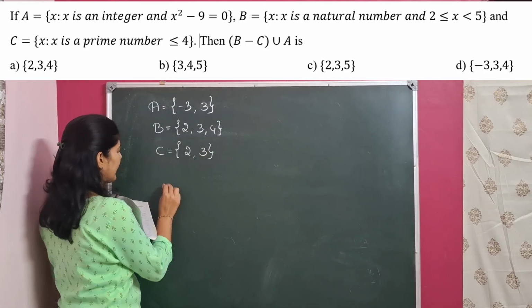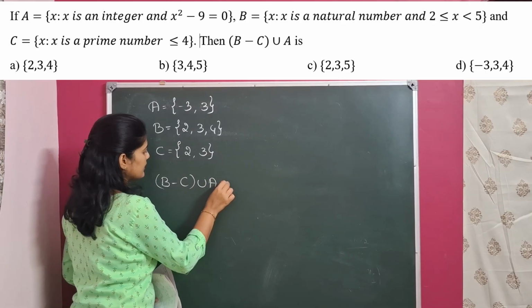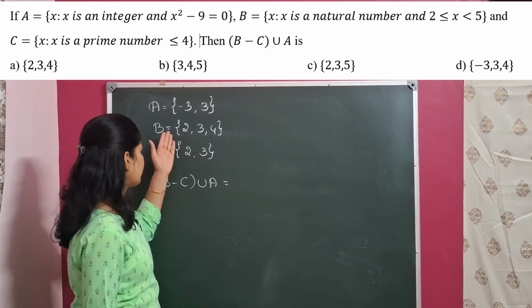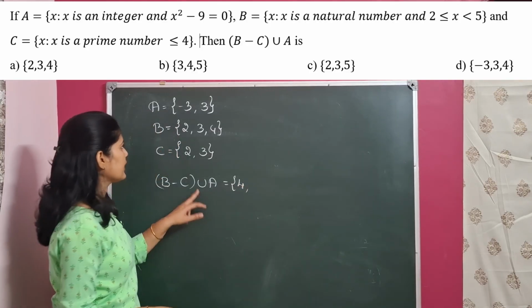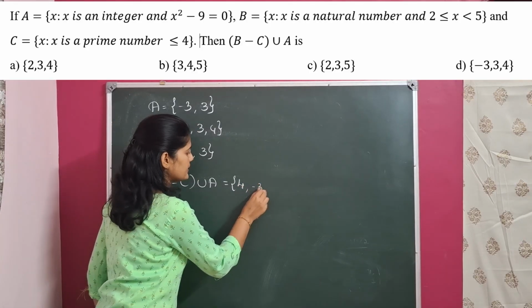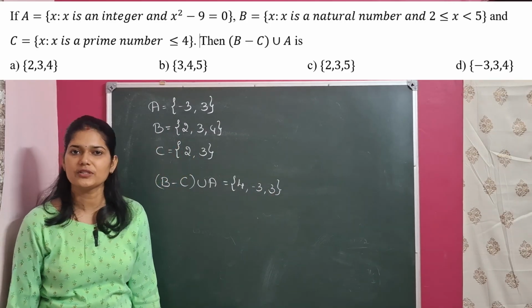Now we have to find B minus C union A. Now if we check, B minus C is nothing but 4, union A is minus 3 comma 3. Therefore, the answer is option D.